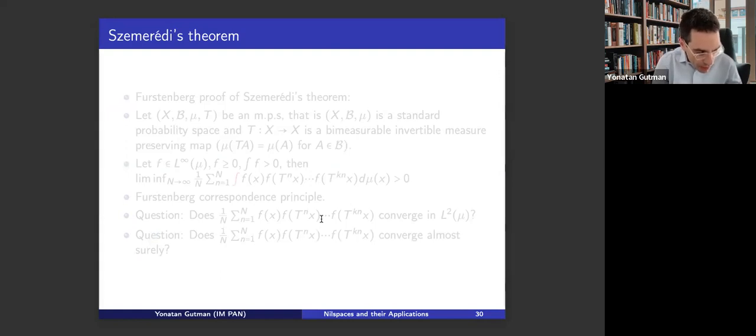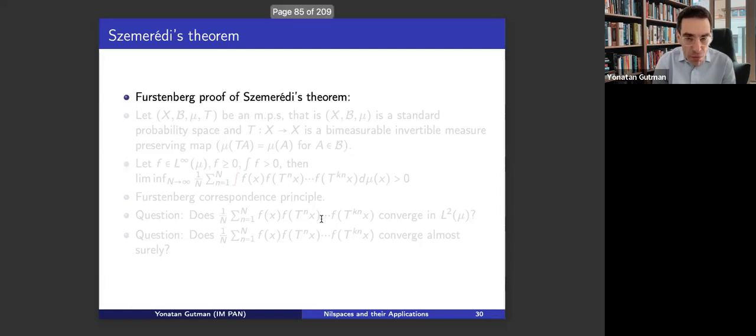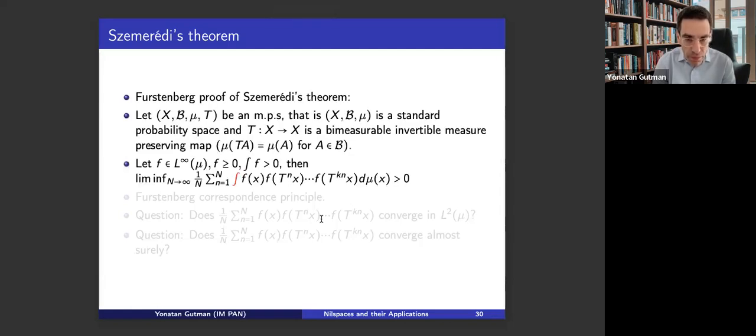Okay, so now let me move to another application, which is related to Szemerédi's theorem, which we have already mentioned. So this was a theorem from 75. In 78, Fürstenberg gave a very famous proof.